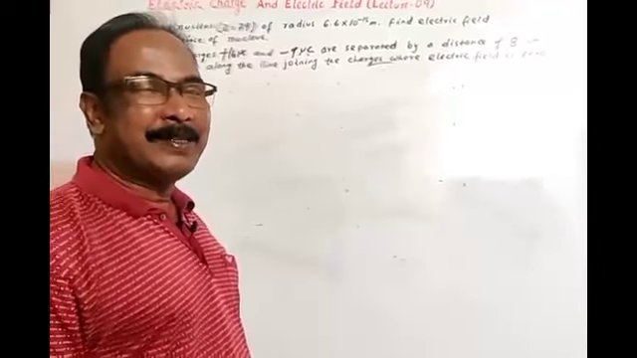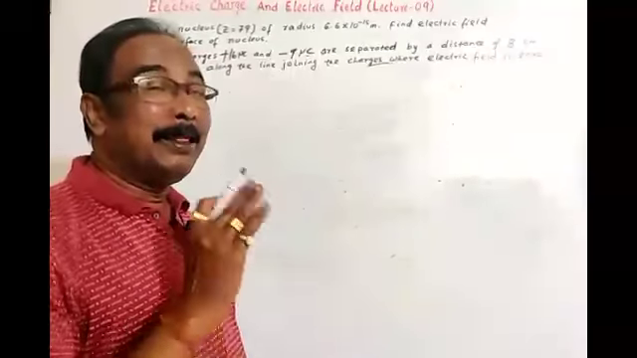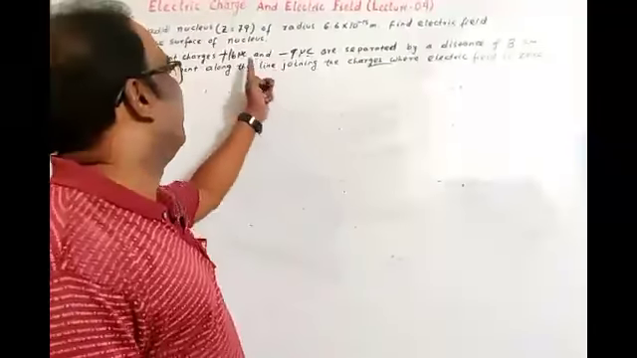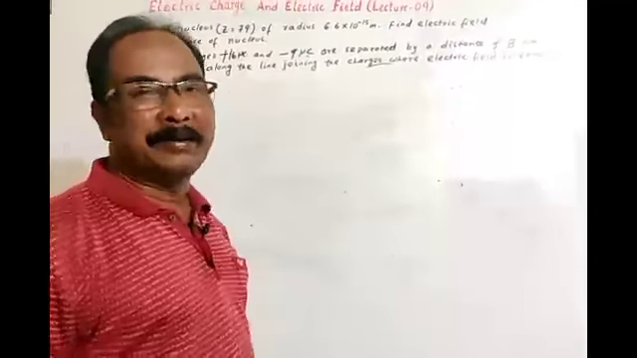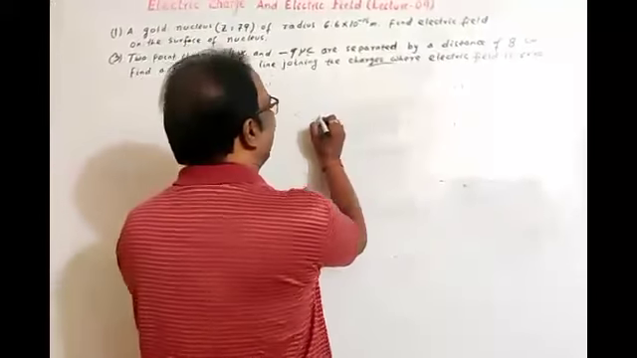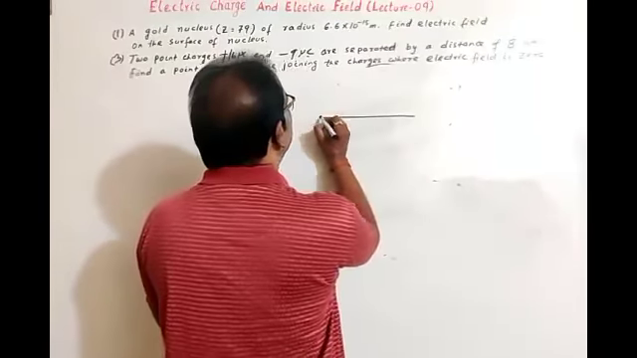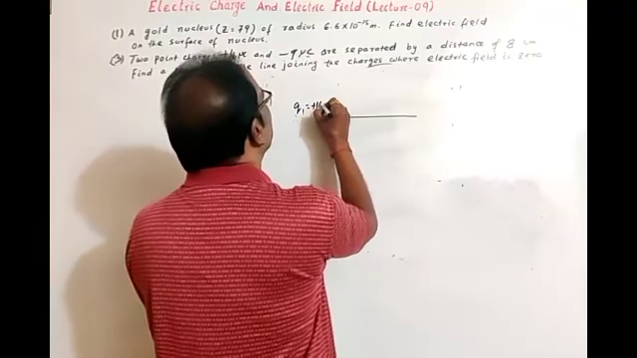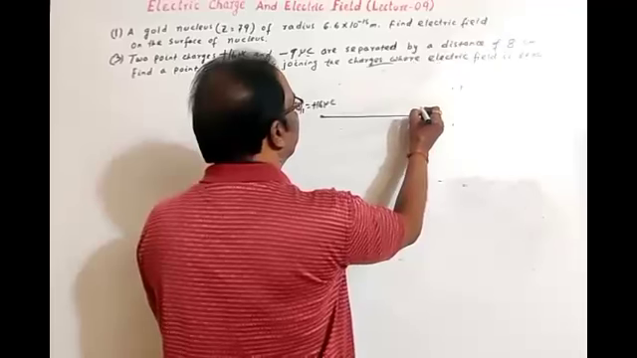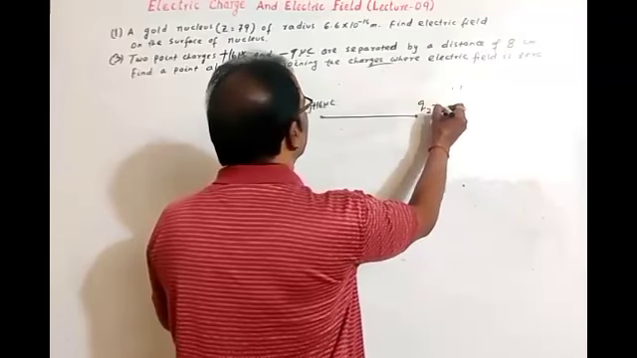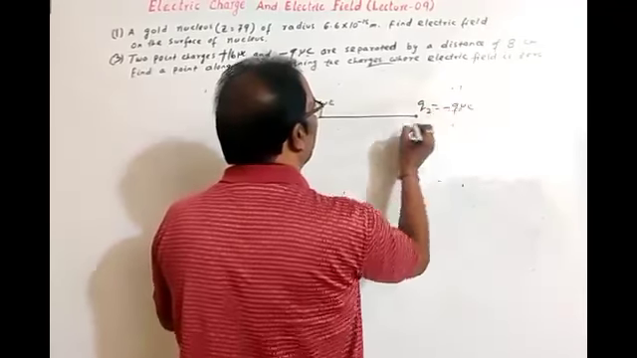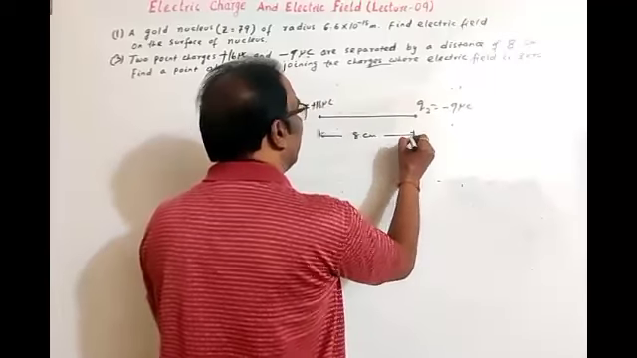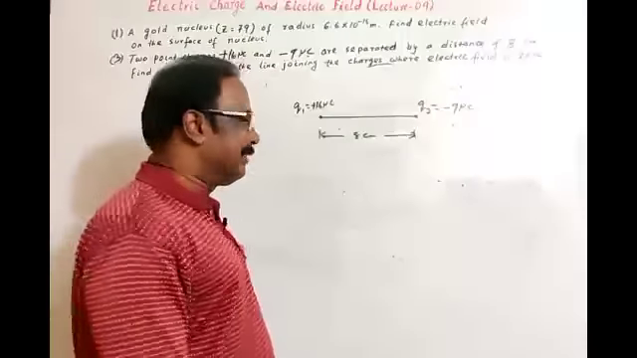In the previous question, we discussed two charges that were both positive or both negative, but here one is positive and the other is negative. Let this be Q1, plus 16 microcoulomb, and this be Q2, minus 9 microcoulomb, and the distance between them is 8 centimeter. Let's first analyze the concept.